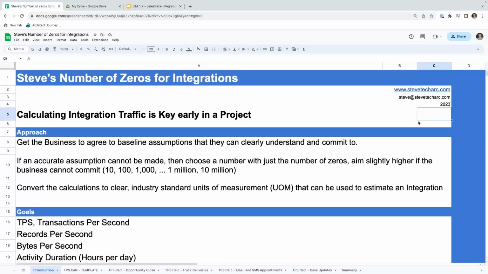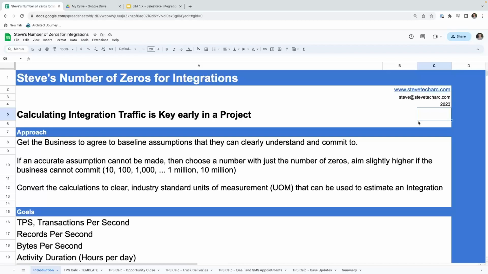I say, are you looking for 10 of these, 100 of these, 1,000, 1 million, 10 million, 10 billion? You can go from clearly under the level to absurdly above. And eventually you should be able to get them to give you a number of zeros. Do you have 10,000 records, 10 million records? And what you're going to do is come up with that number, aim slightly higher if you have to.